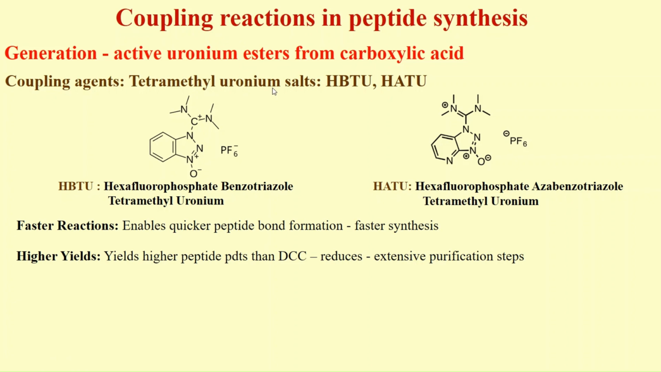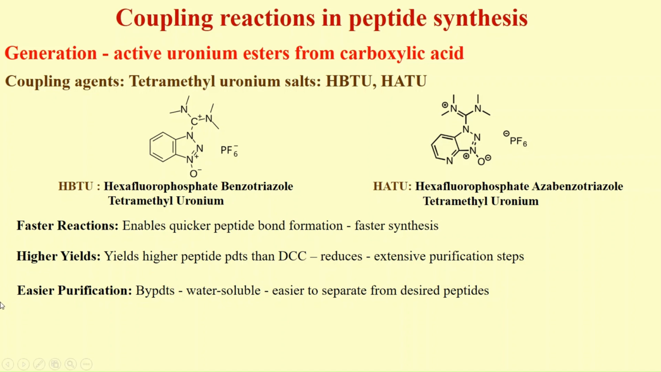Not only is it quicker, DCC mediated activation of the esters has extensive purification steps, where the DCC byproduct which is formed we have to remove, and HOBt, HOAt which are used should be separated, and they give other side reactions. These are not found in HBTU and HATU. That's why it increases the reaction yield. It is not only quicker but also gives better yield.